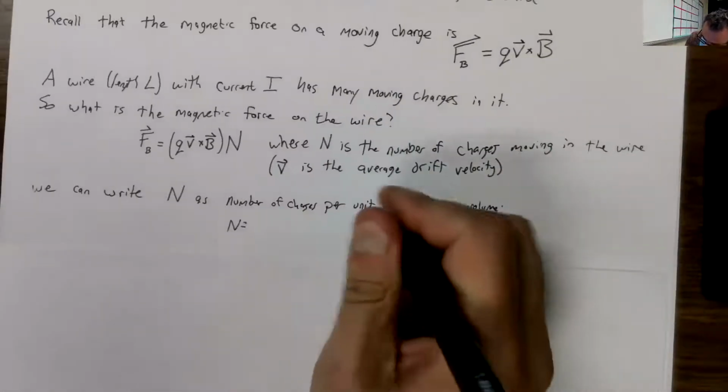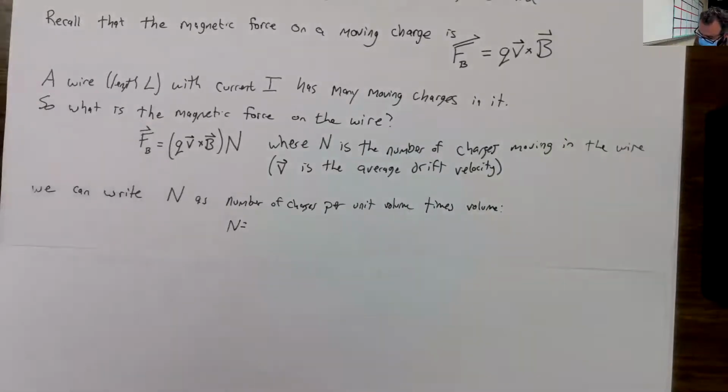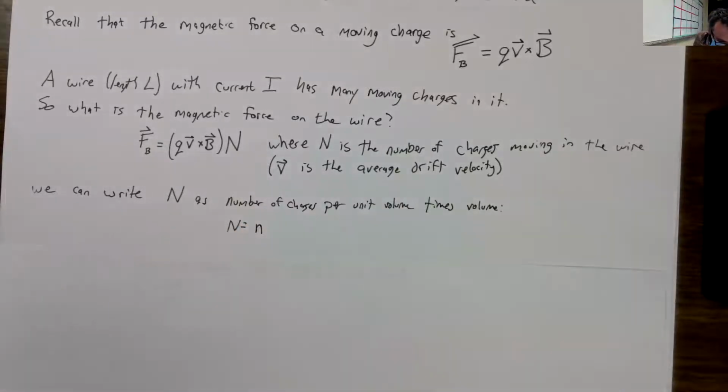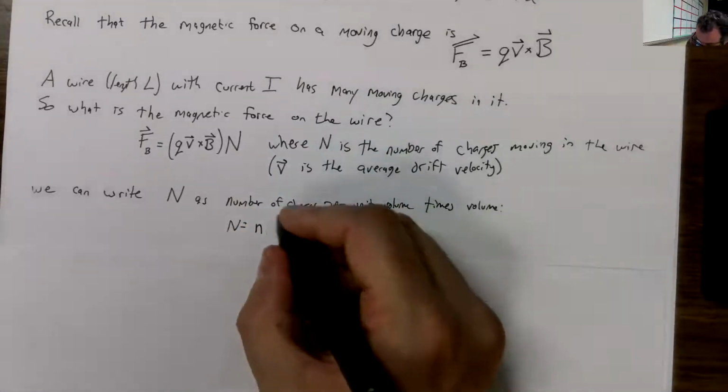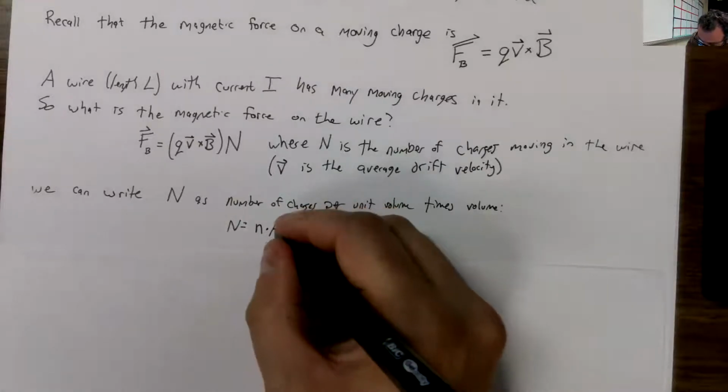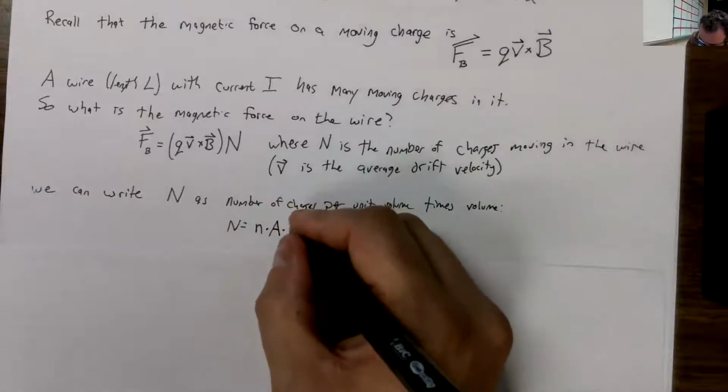And the number of charges per unit volume we can call the charge density. But lowercase n is what we'll use for the number of charges per volume. And then, times the volume, I'm going to write the volume as the cross-sectional area of the wire, A, times the length of the wire.